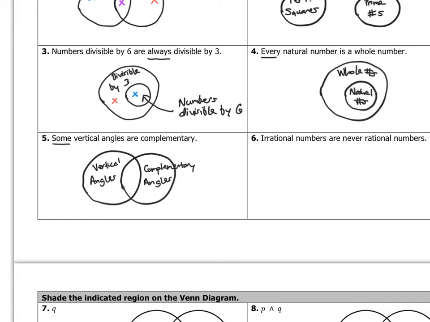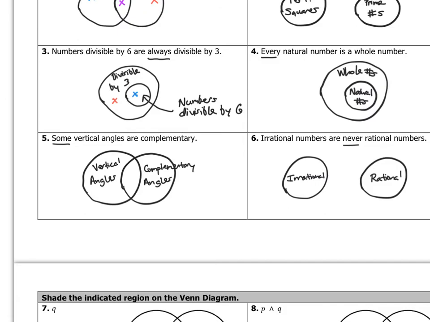All right, finally, we have irrational numbers are never rational numbers. Again, I talked about this up above. This is an example of two what we would call mutually exclusive sets, meaning they can't ever be a part of each other. So if you're irrational, you are not rational, and vice versa.